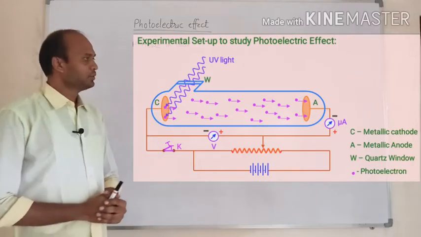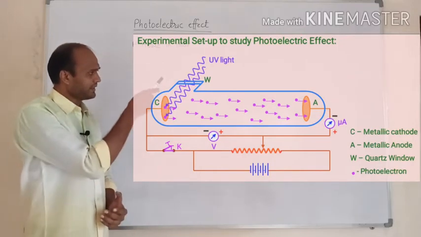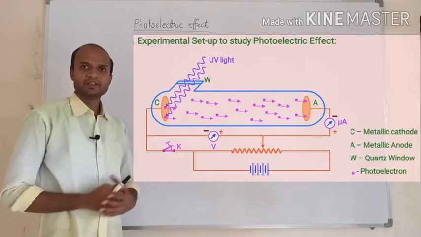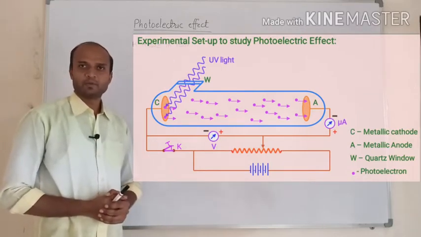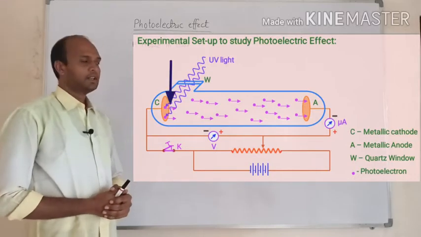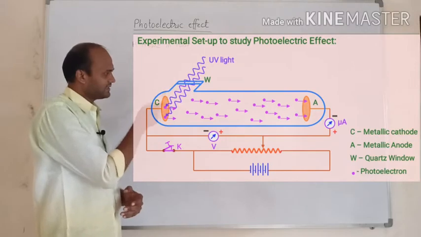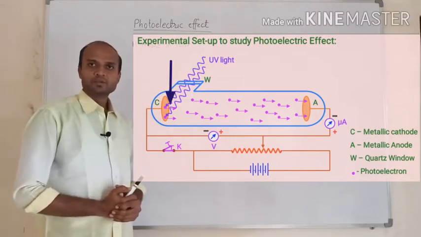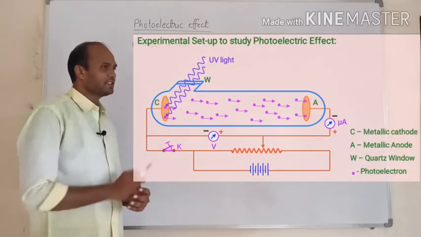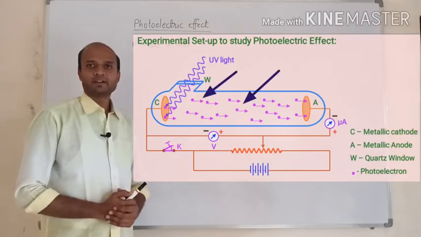Now here you can see when light is incident on the cathode, which is coated with a photosensitive material. Photosensitive material means a material which shows the photoelectric effect, and that's why when light is incident on a cathode coated with photosensitive material, that photosensitive material will emit the electrons.